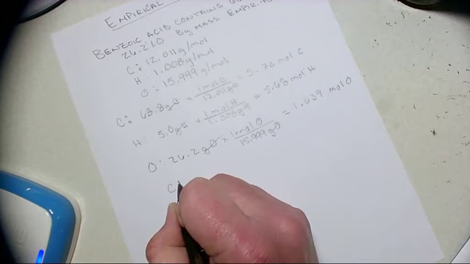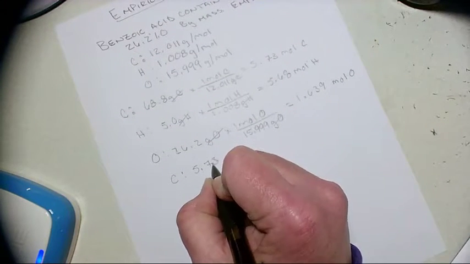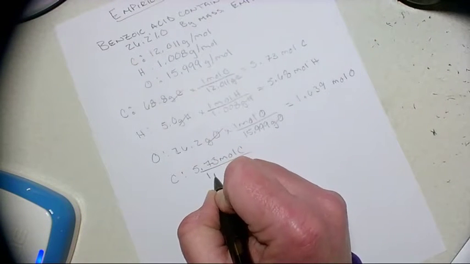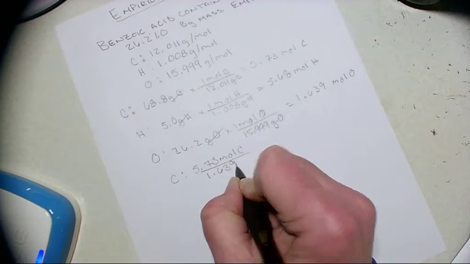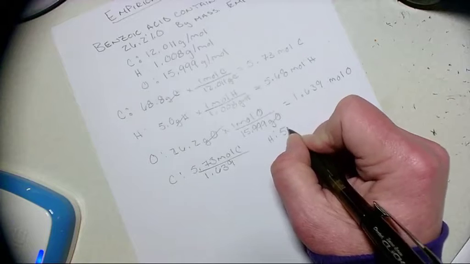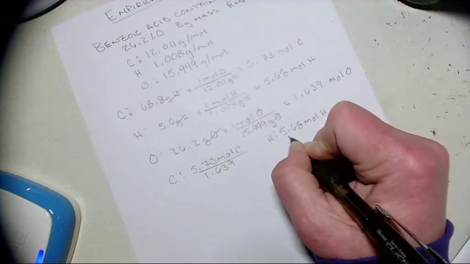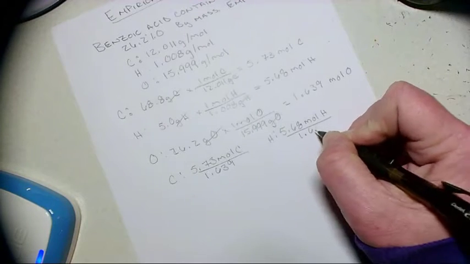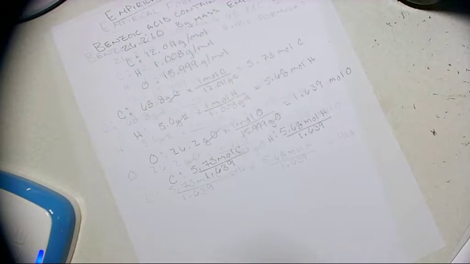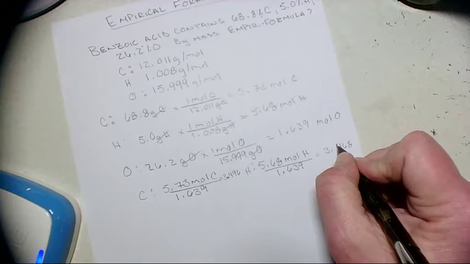So carbon is the 5.73 moles of carbon divided by 1.639. And hydrogen is 5.68 moles of hydrogen divided by the 1.639, and then oxygen is just 1. So what do we get? And we see ickiness. These weren't as close to whole numbers as we would like.